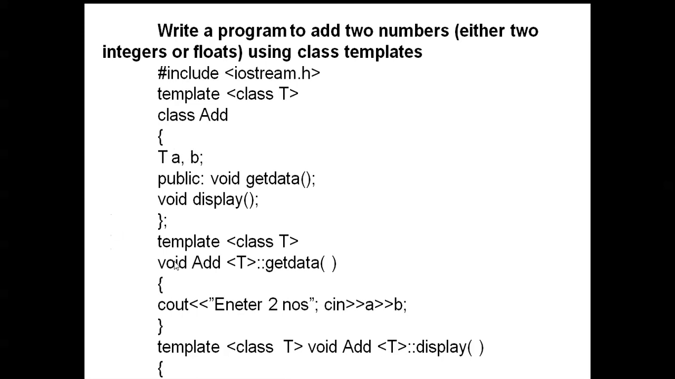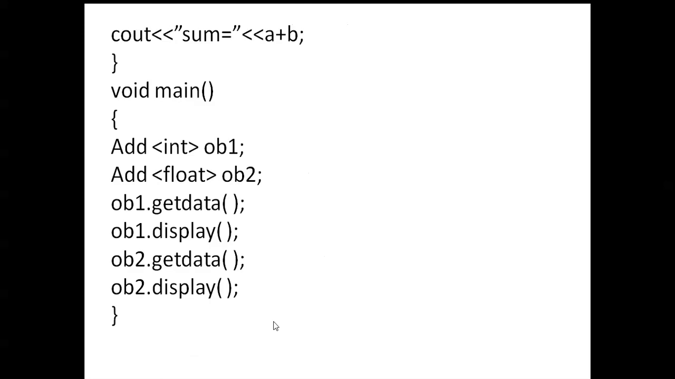Now template T. Now whatever functions are there, we can call those functions. Here you can see void add of T get data. Enter two numbers, cin: A, B, those two values you can enter by using the input statement. Then template class T, void add of T display. Here it displays that information. You can see cout sum, A plus B.